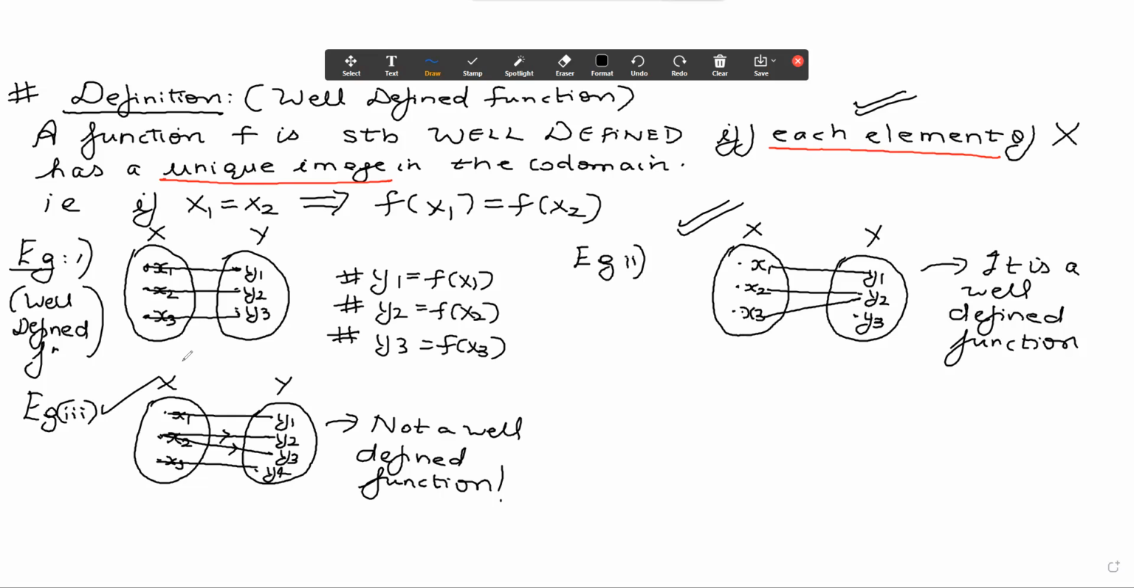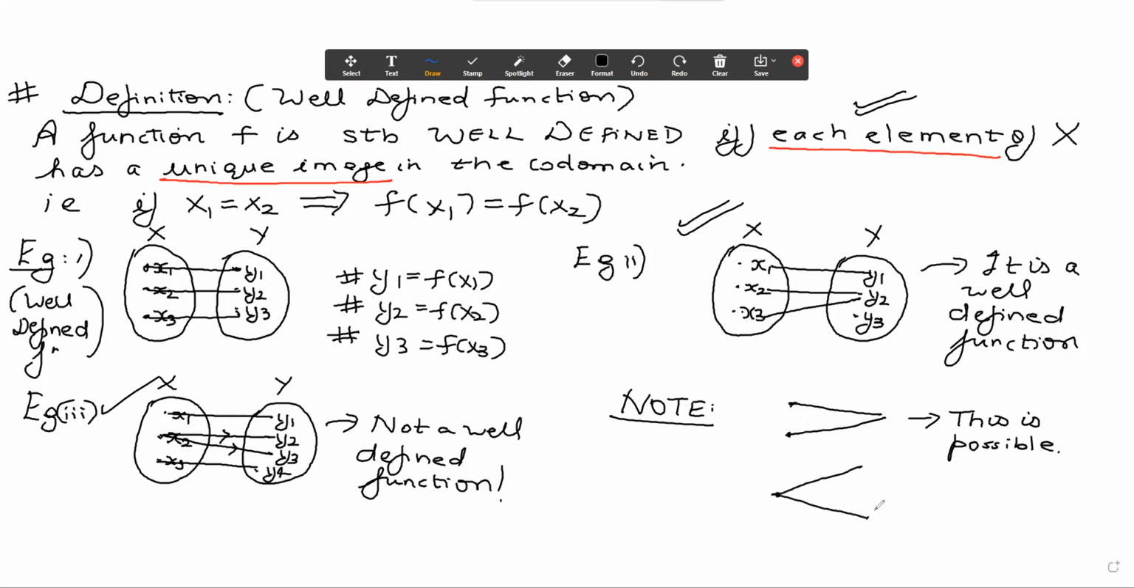That means the point to understand here is that this is possible. This is possible. But this is not possible. That means if this is the case, it is well defined. But if this is the case, it is not well defined.